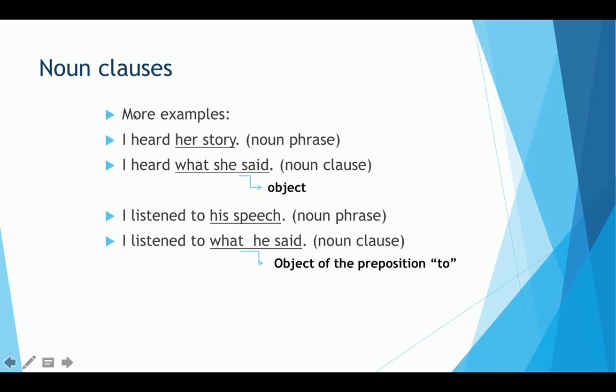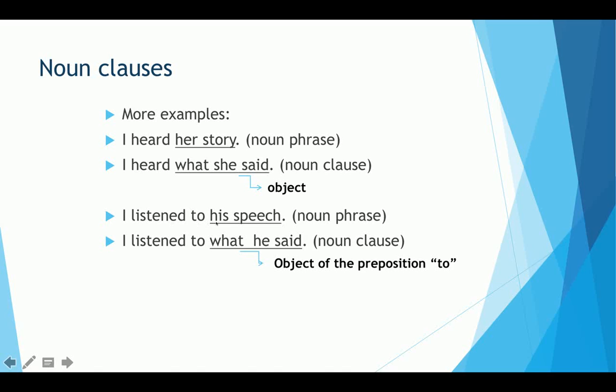Let's see more examples. I heard her story. Again, her story is a noun phrase. No verb here. I heard what she said. What she said is a noun clause. Here you have a subject, you have a verb, and in this case, the noun clause is acting as the object because you can ask the verb, I heard what? I heard what she said. What she said is the object, not the subject.